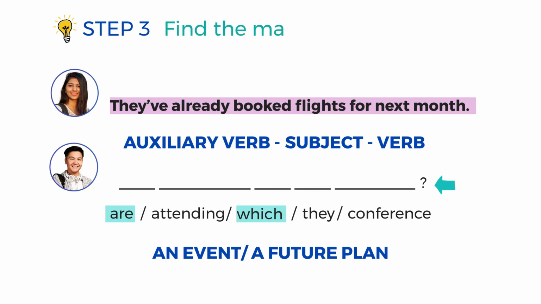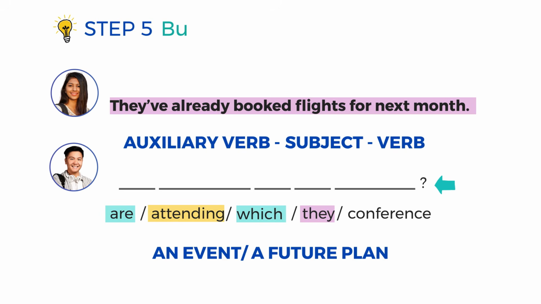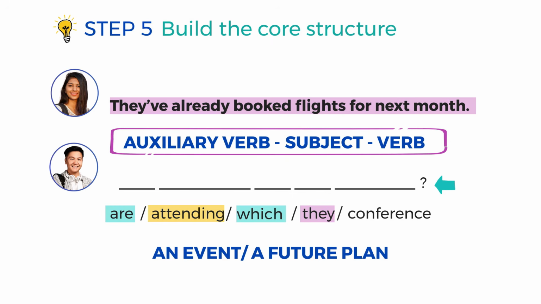Step 3. Find the main verb. The action here is attending. Step 4. Ask who is performing the action. The answer is "they." "They" is the subject. Step 5. Build the core structure for the pattern: auxiliary verb, subject, verb. This gets us, "are they attending?"